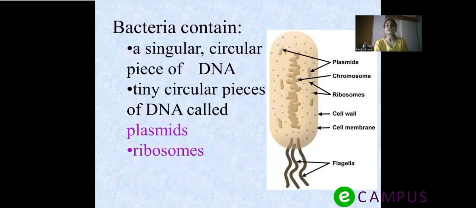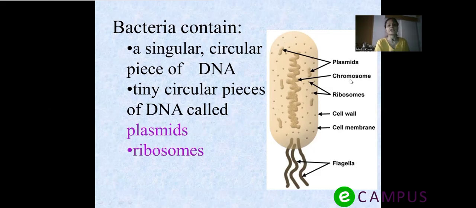So this is the structure of the bacteria, right? Bacteria have a plasmid, chromosome, ribosome, cell wall, cell membrane, and flagella. Flagella help in the movement of the bacteria. The cell wall protects the bacteria from adverse conditions, like when we take an antibiotic or when temperature increases.